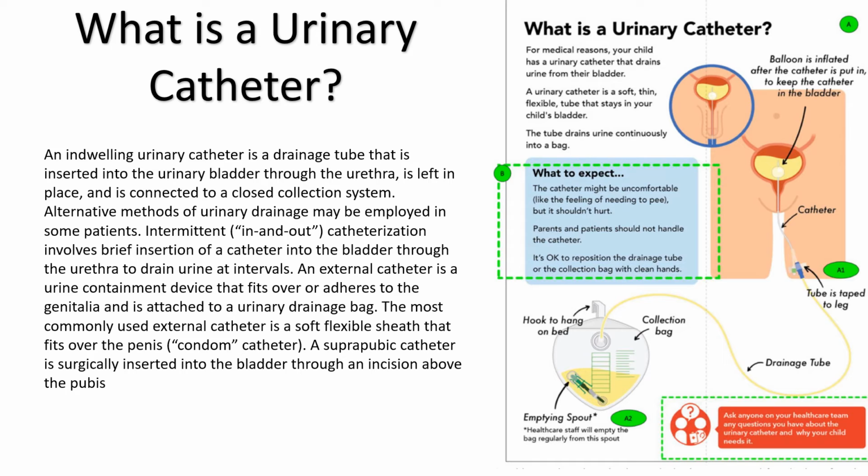An external catheter is a urine containment device that fits over or adheres to the genitalia and is attached to the urinary drainage bag. The most commonly used external catheter is the soft, flexible sheath that fits over the penis. A suprapubic catheter is surgically inserted into the bladder through an incision above the pubis.